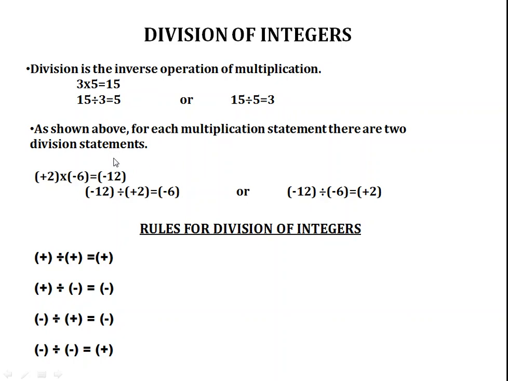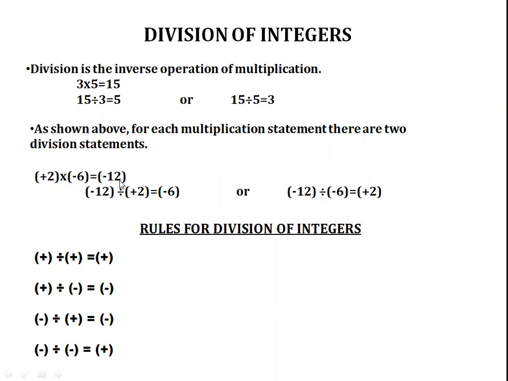Similarly, for integers, we will see the same thing. Positive 2 into negative 6. You know the answer is negative 12. 2 into 6 is 12 and positive into negative is negative. So once again the multiplication statement is positive 2 into negative 6 equal to negative 12.